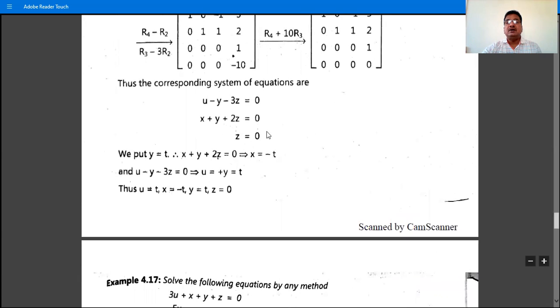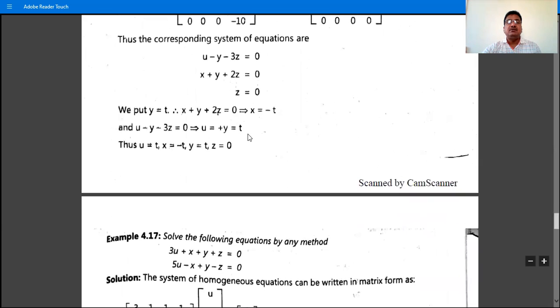So if you observe these equations, there are 3 equations and 4 unknowns. So we have to assign one unknown. Already we have z is equal to 0. So assign either y or x or u. Suppose y is t, or take y as r. What is t? t is any real number. So mention here that t belongs to R, or t is any real number. So we assign y is equal to t.